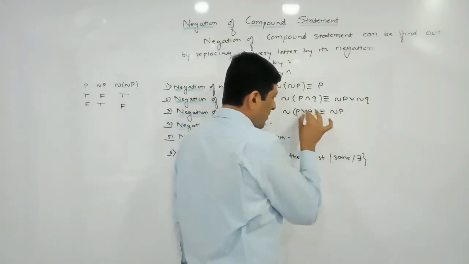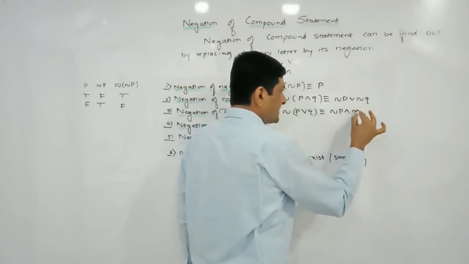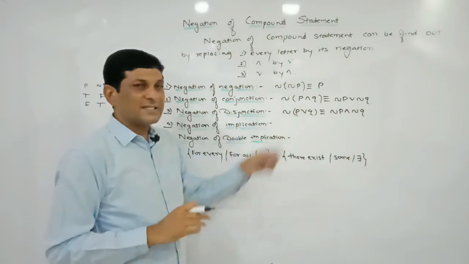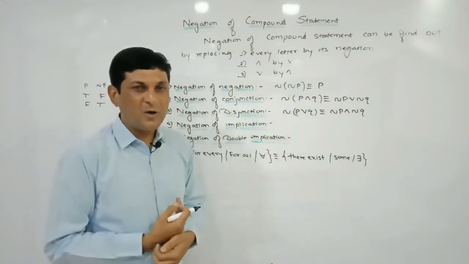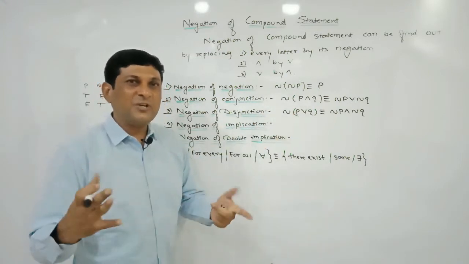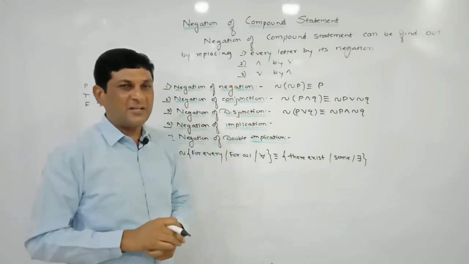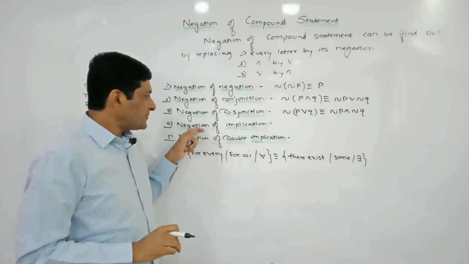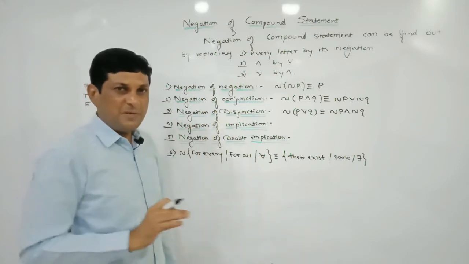Negation P, "or" will get replaced by "and", and the second letter also gets replaced by its negation. So these two results are called De Morgan's law. In the next video we are going to prepare one table in which we will note down all these results also. Now we are finding the negation of implication.